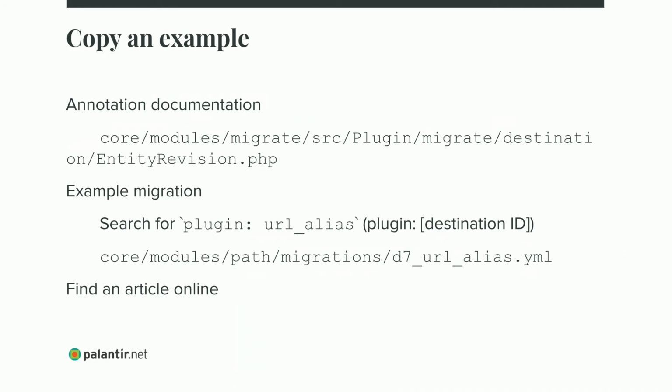Okay. So once you do that, you can do a search for plugin, just like we saw before with the ID, and you'll probably find something that already exists. In this case, with the URL alias, there's something called D7 URL alias, and that's a good example of how do you migrate URL aliases from Drupal 7 to Drupal 8. And so that's going to be a really useful example to copy from. If you can't find one in there, you probably can find something online that has a good starting point.